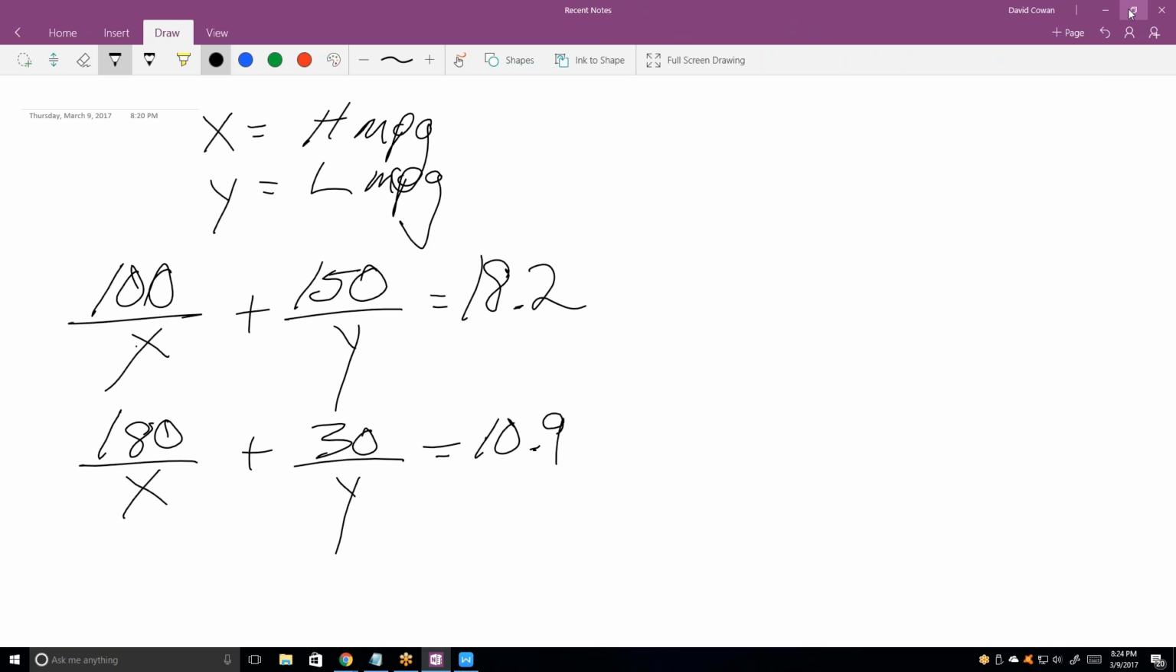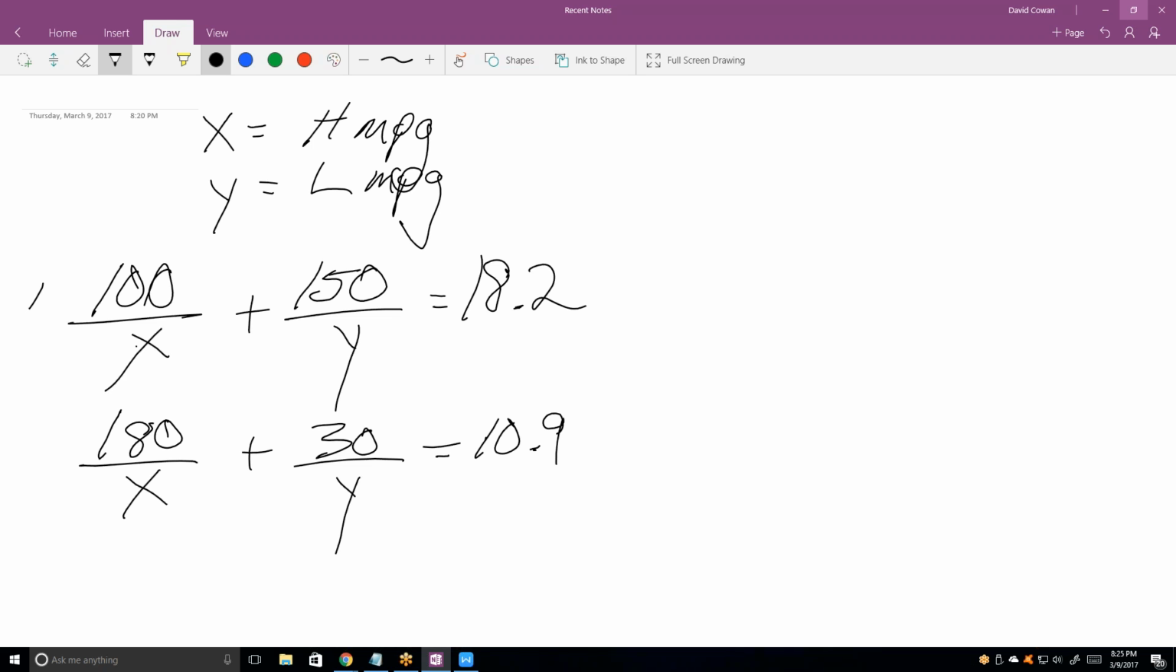Now, let's see. This one's a little tougher to solve because your variables are in the denominator. In other words, I'm not going to be able to add. Let me think of the best way to solve this. To do it with the 150 and 30? Multiplying 30 by something to get it to 150. 5. That would work. And then I could add the two. Yeah, let's try that.